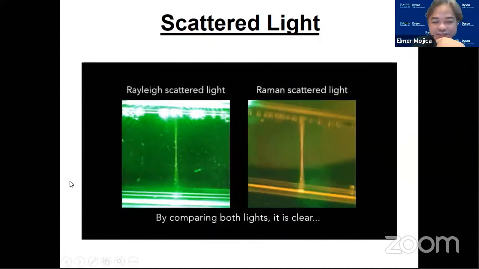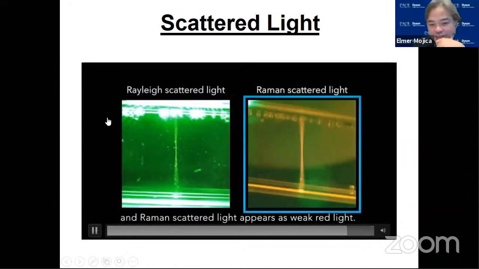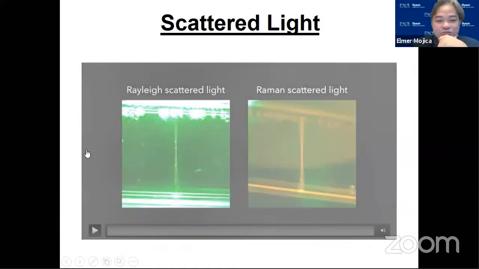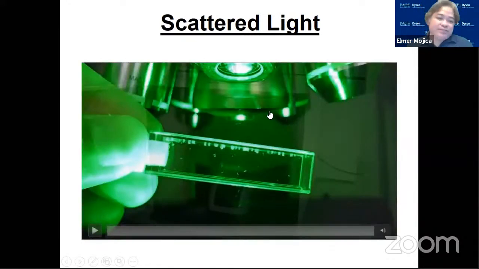As you can see here, you can only see Raman if you have a filter that will cut out the Rayleigh scattering. So Raman is usually weak. And the story on how it was discovered is really a fascinating one.